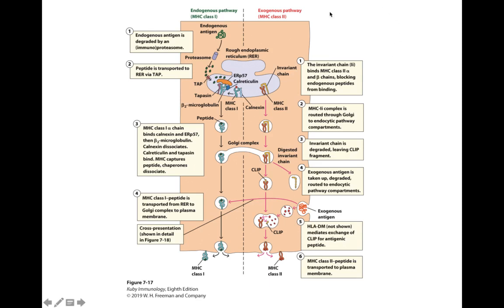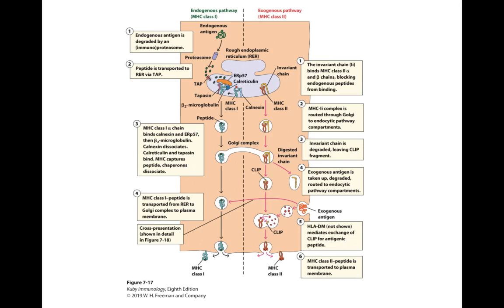So if it's an endogenous antigen, so a protein, some of them will get ubiquitinated and destined to go to the proteasome to be broken down into smaller peptide fragments. Those peptide fragments can be brought into the rough endoplasmic reticulum with TAP. And then once it gets in there, these peptides will be broken down even smaller with the molecules that are in here.